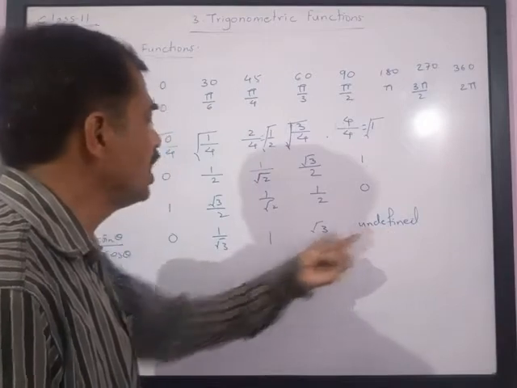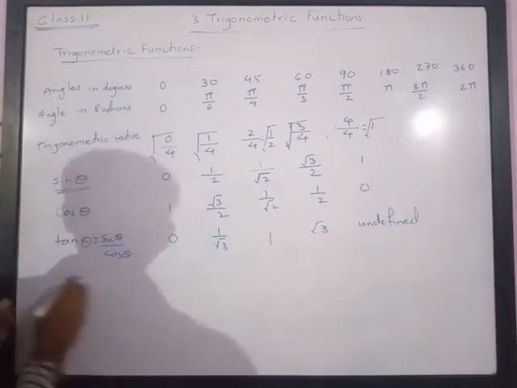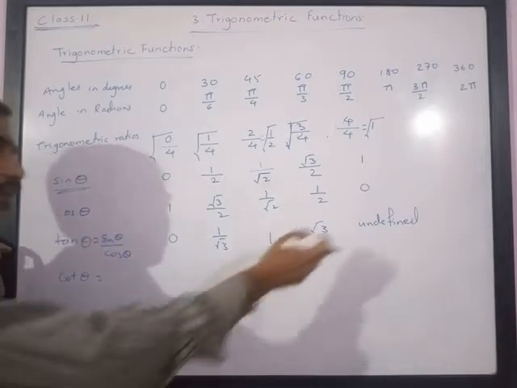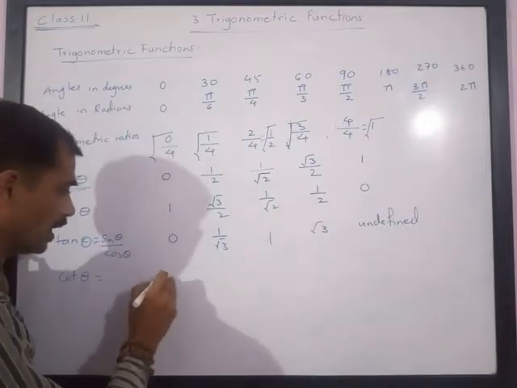Now if the same values are written in reverse order, we will get the cot theta values. So cot theta is equal to cos upon sin, or you can write this in reverse order. So you can get undefined.